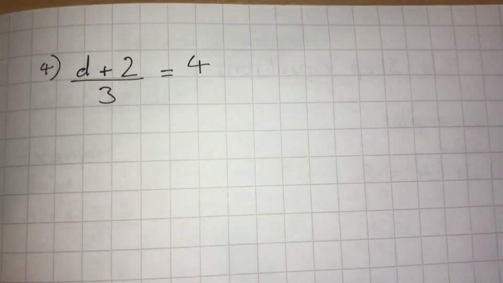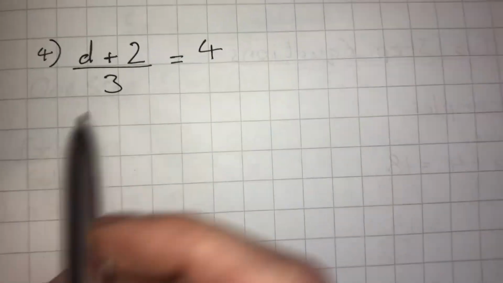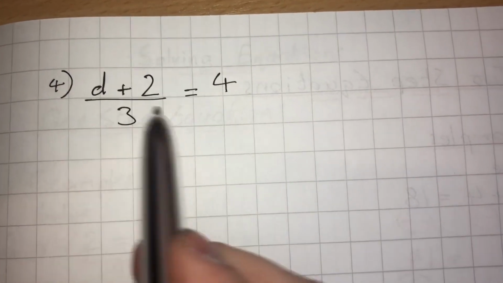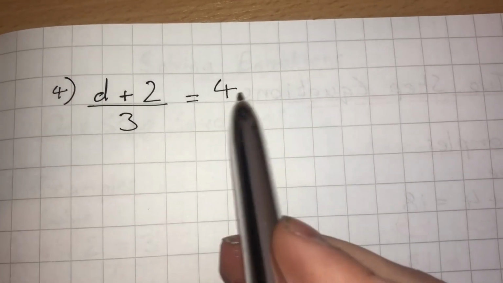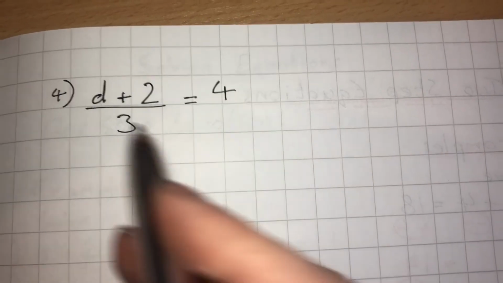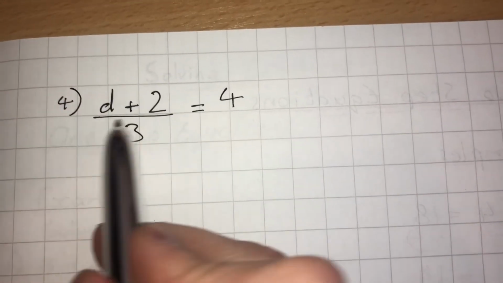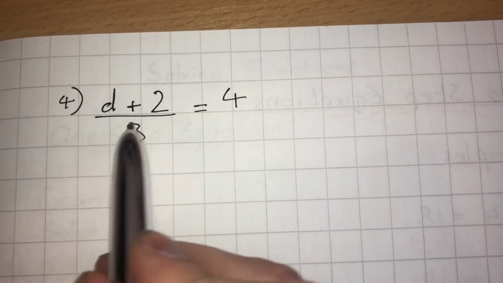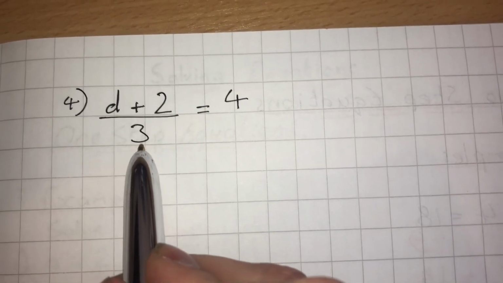Alright, now I'm going to cover one more example. Just something to keep an eye out for is, again, it's another two-step equation, but it's just when we have this type of operation. Okay, so d plus 2 divided by 3 equals 4. Because we're doing d plus 2 and then dividing by 3, again, we're working backwards. Because we were dividing by 3 last of all, we're going to get rid of the 3 first.